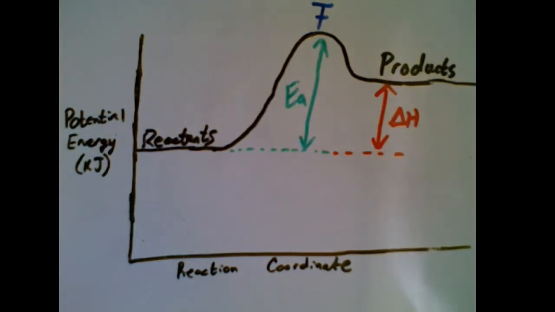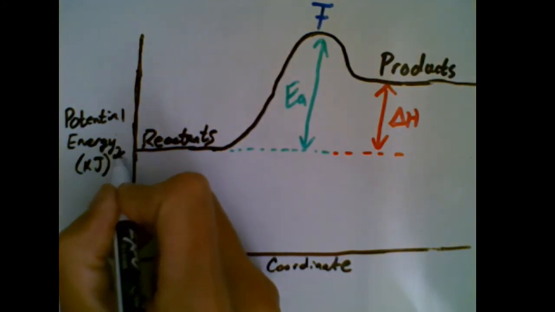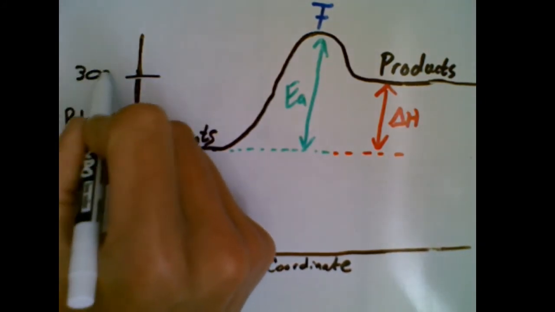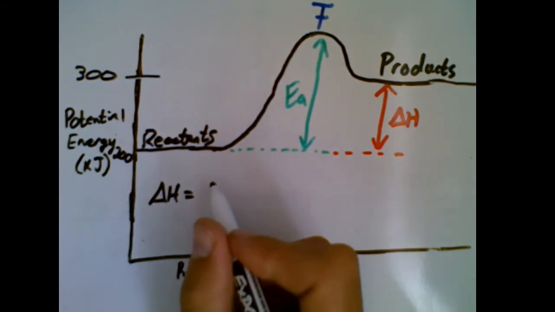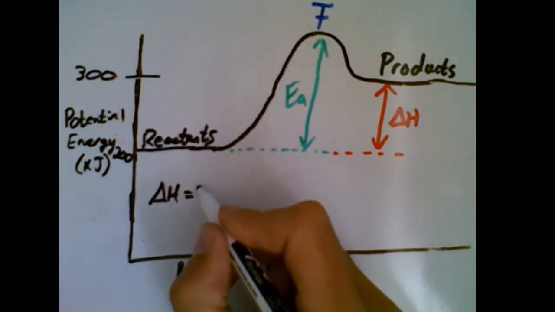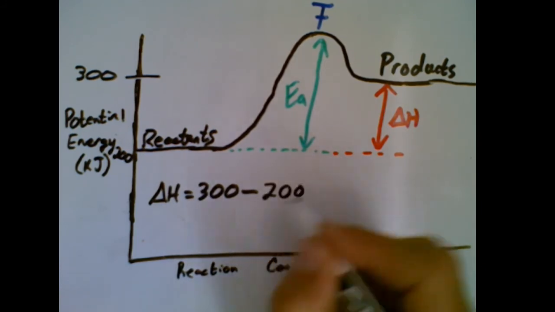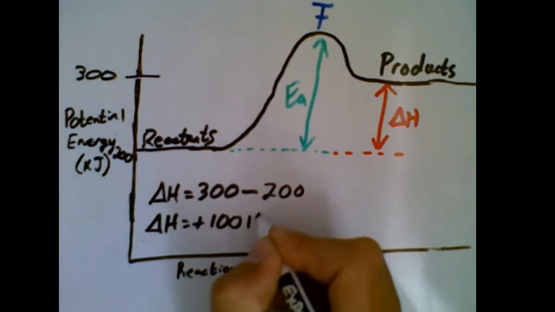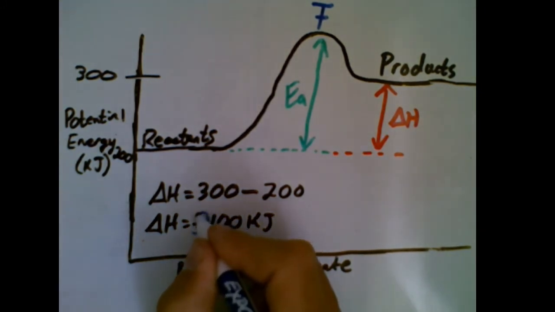Now, if we wanted to calculate delta H, let's just put some fake numbers in here. Let's say this is at 200. Let's say the products are at 300. The delta H is products minus reactants. So 300 minus 200. The delta H would be positive 100 kilojoules. For any endothermic reaction, delta H is always positive.